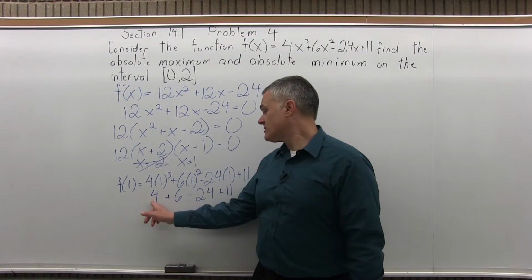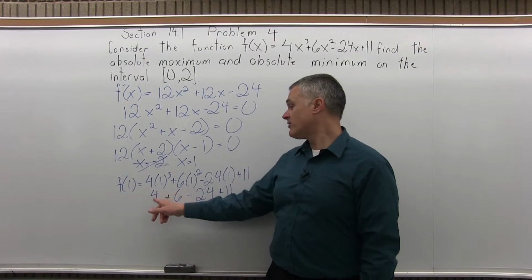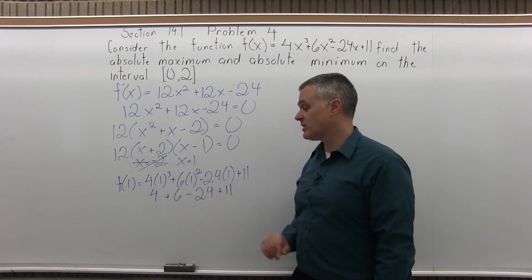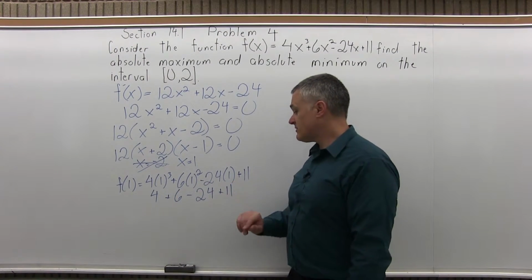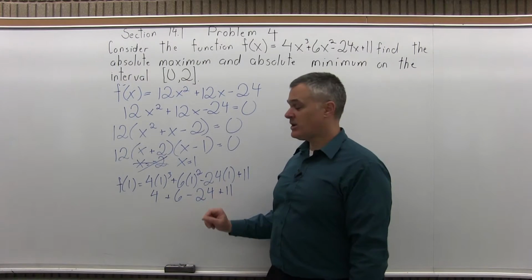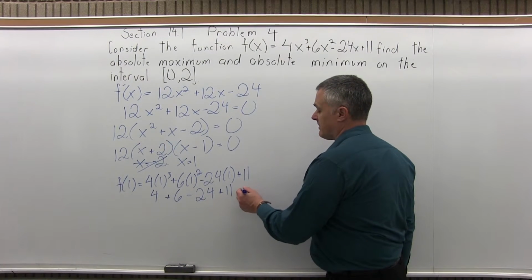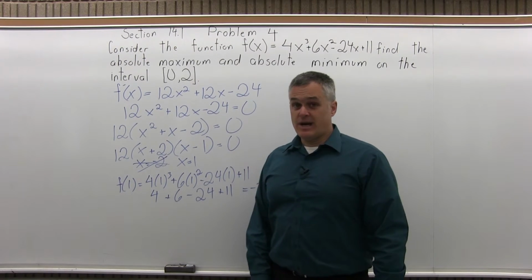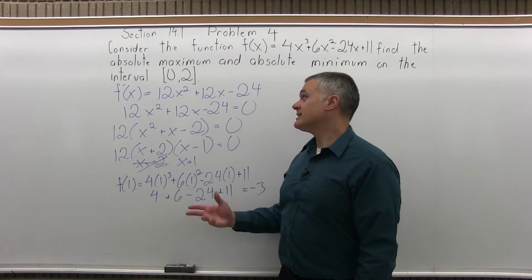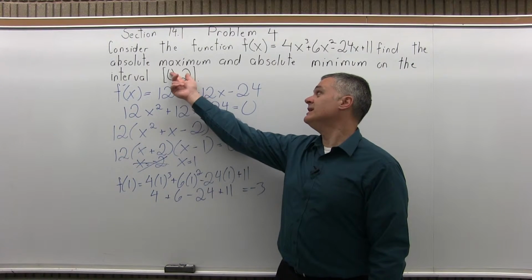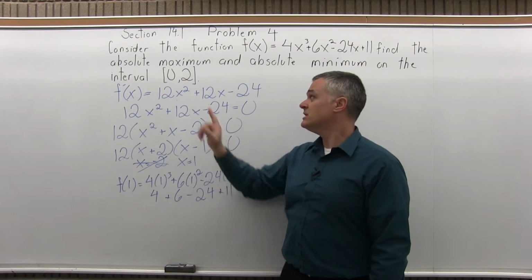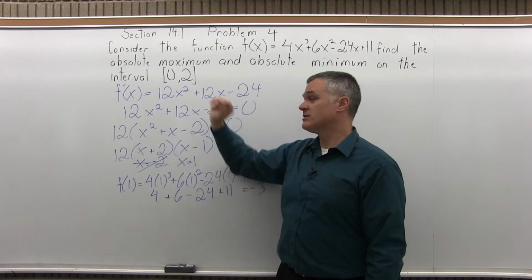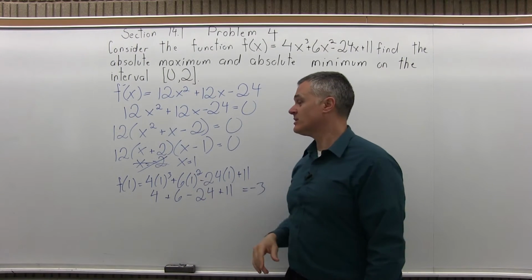Now I have positive values of 4, 6, and 11. If I add those up, 4 and 6 is 10, 10 and 11 is 21. So now I have a positive 21 and negative 24. Positive 21 and negative 24 is minus 3. So there's one height. Now the next step, I have to find the height of either endpoint of the given interval. So 0 is an x value, 2 is also an x value. Find the y values that go with those.